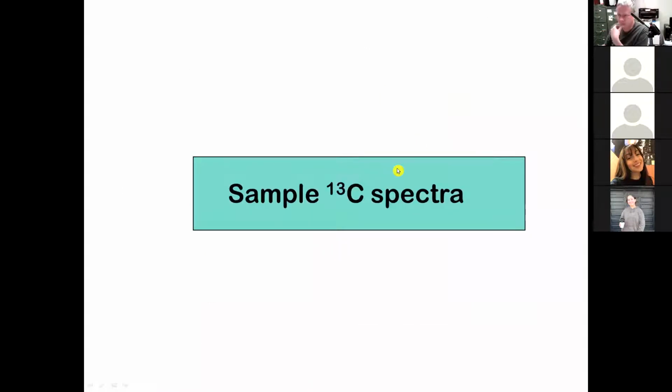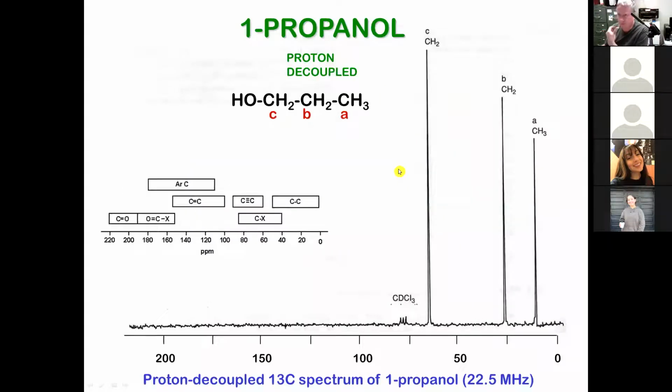Okay, some samples. 1-propanol, very simple molecule. 3 carbons with an OH. Here's the whole range from 0 to 200. The most downfield is next to the oxygen. It's the OH right there. It's carbon C. And then the CH2 is a little further upfield, and then the boring CH3 is the most upfield.